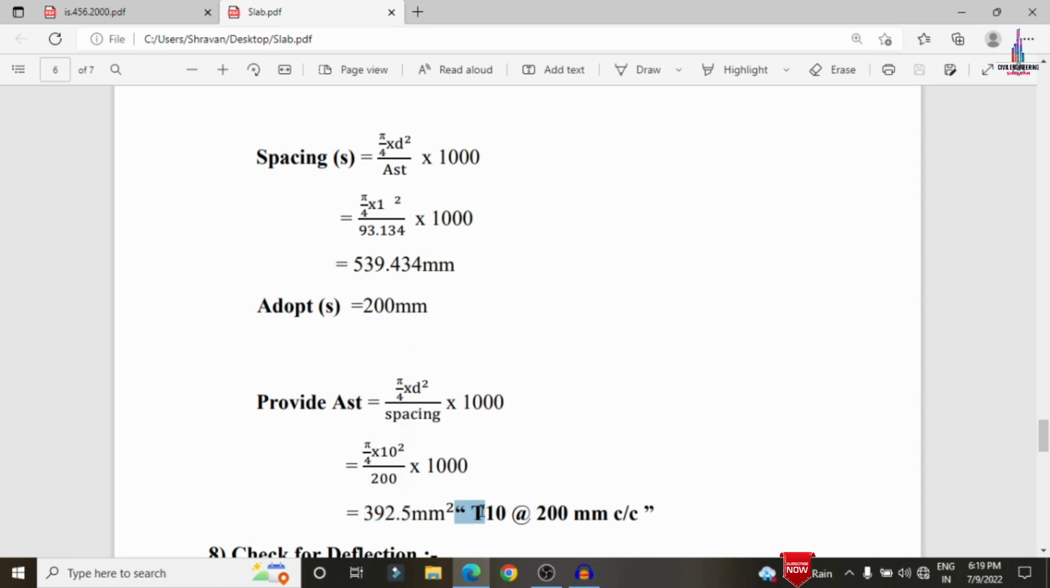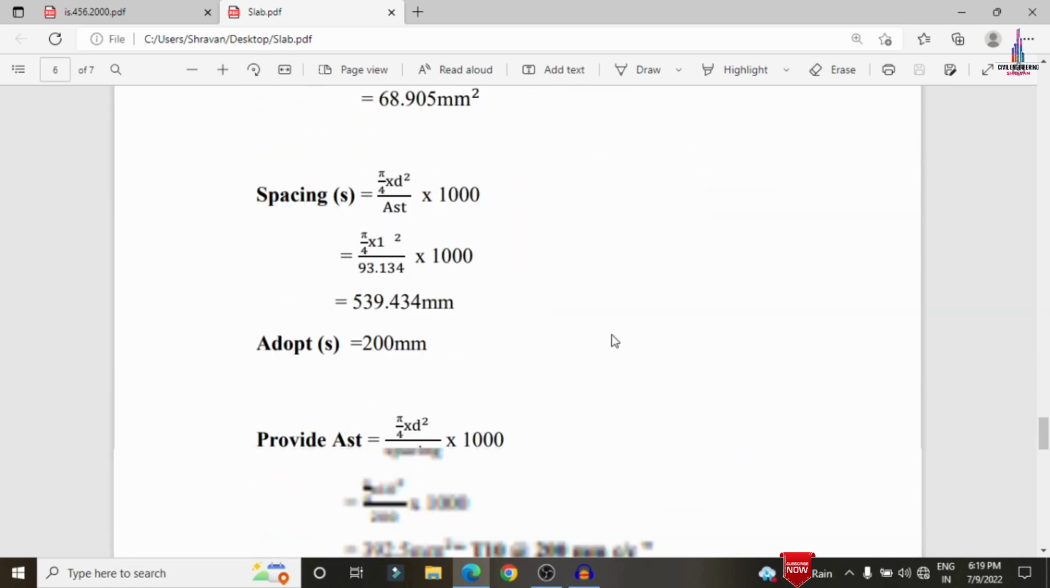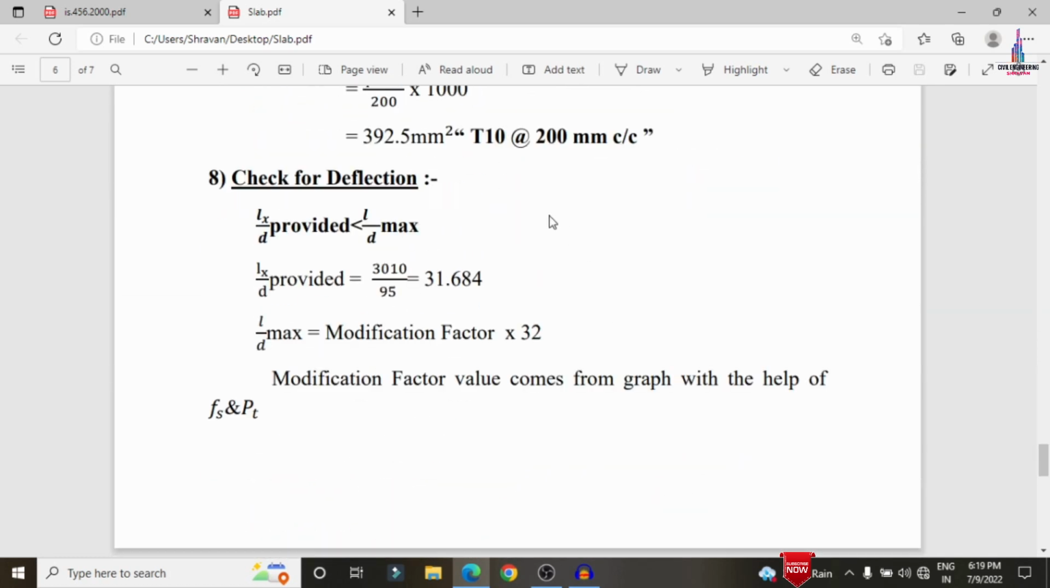Okay, so here in this case we again consider the tension bar, which is a 10 mm diameter bar placed at a distance of 200 center to center distance. So for the respective shorter span and longer span, the same amount of reinforcement is obtained. After calculating the reinforcement value, we need to check for the deflection. This is the important one.